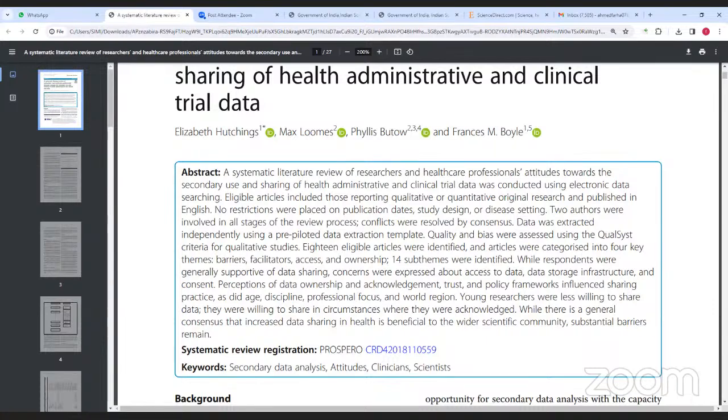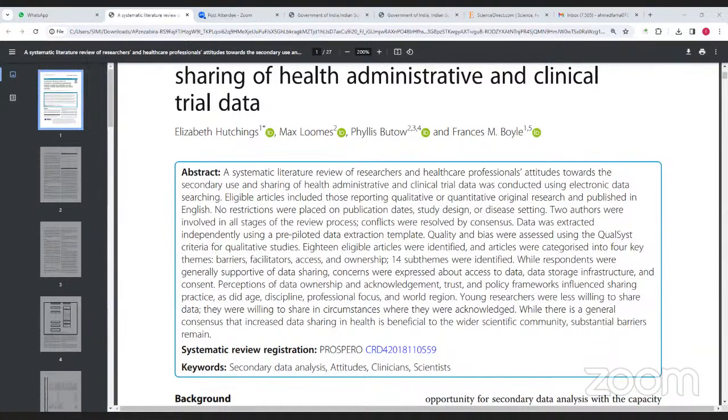Now, Kavita, next. 14 sub-themes were identified, while respondents were generally supportive of data sharing. Concerns were expressed about access to data, data storage, infrastructure, practice, and consent. Perception of data ownership and acknowledgement, trust and policy frameworks influence sharing practice. Also age, discipline, professional focus, and world region.